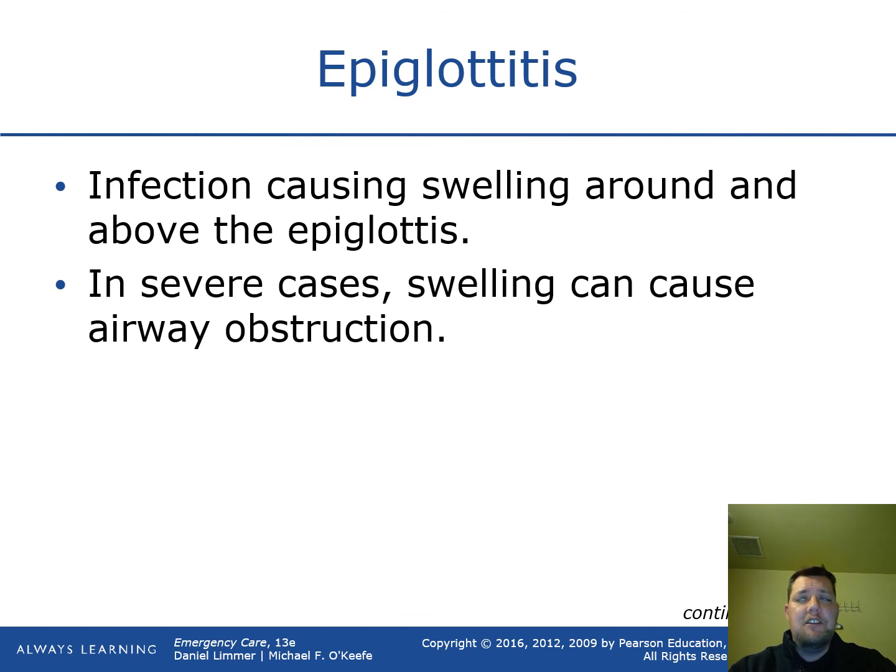Epiglottitis, this typically occurs in children and infants. It's not something that occurs readily in the adult patient. What happens is there's an infection causing swelling around and above the epiglottis, that little leaf-like structure that covers the trachea. In severe cases, the swelling can cause airway obstruction. So it's the tissue around the trachea that's swelling and closing off that trachea.